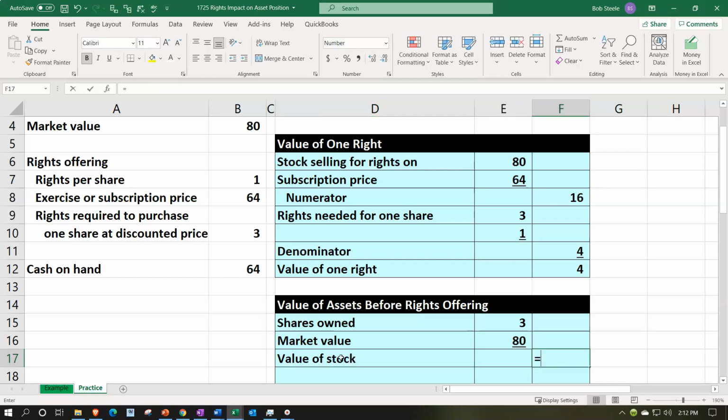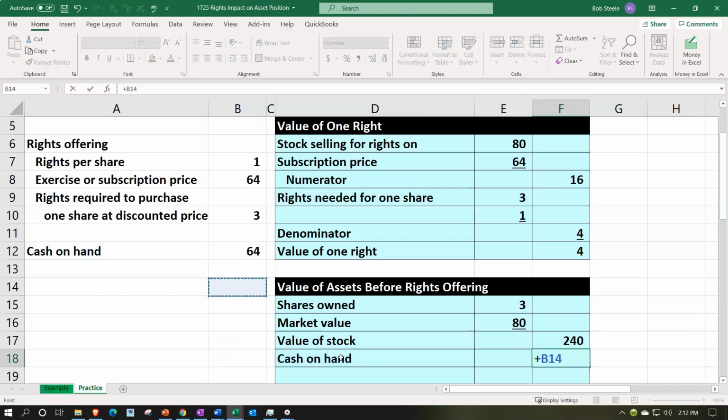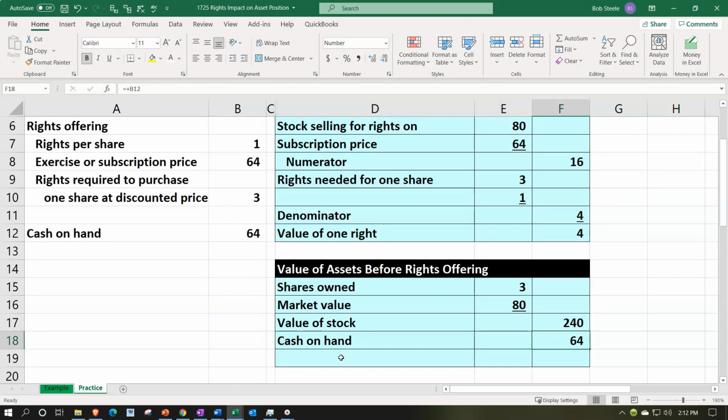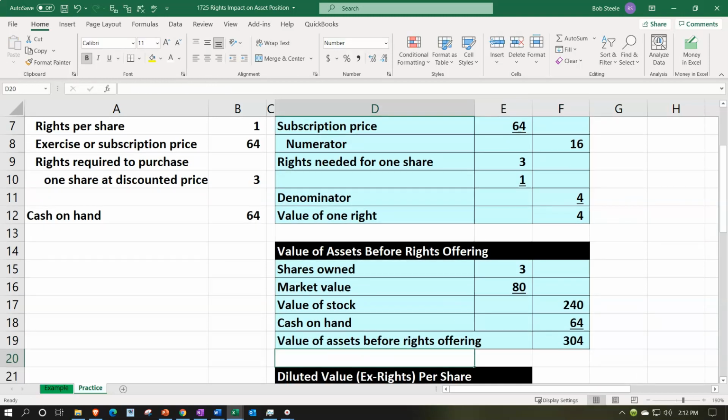So that's going to be equal to 3 shares times $80 per share, which is $240. We also have the cash on hand down here, for our total portfolio of $64. We have another $64 of just straight cash. So our total portfolio before this whole thing takes place, the value of assets before the rights offering, is going to be equal to the sum of the 240 plus the 64, or the $304.